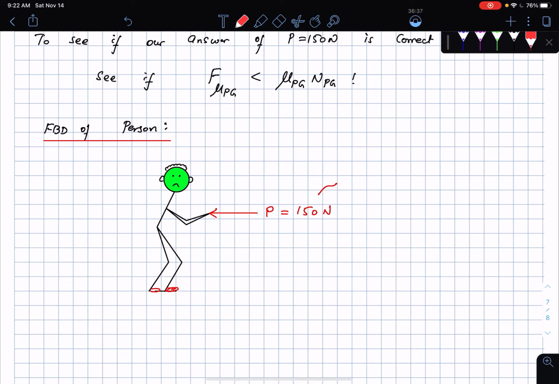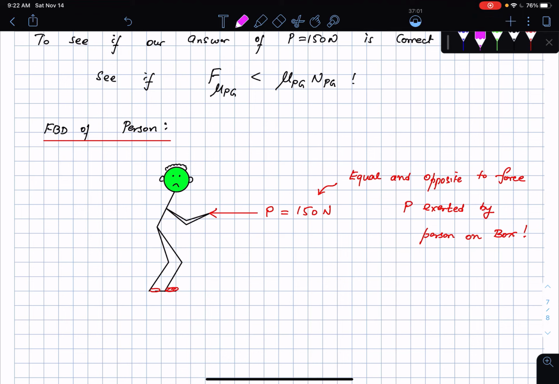So this is the equal and opposite to force P exerted by the person on the box. Then what else do I have?